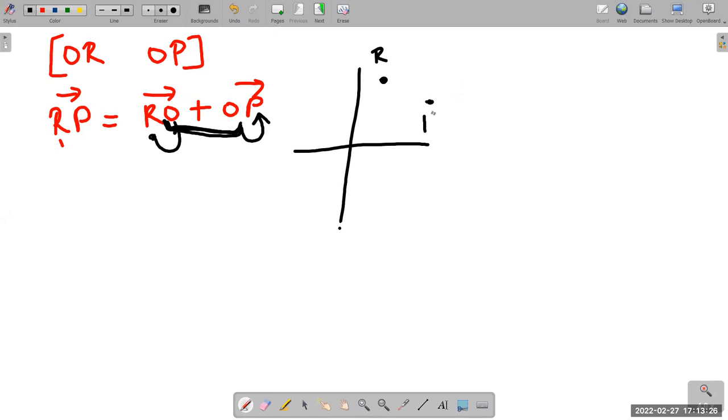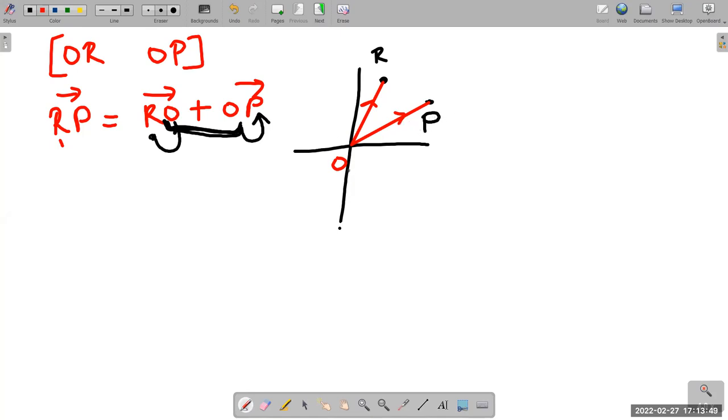So this is just a quick revision so we could understand, right? So let's go. What does OR mean? OR means you start from the origin to R. What does OP mean? From the origin to P. Keeping in mind though, these lines have directions. So OR is going from O to R. OP is going from O to P.